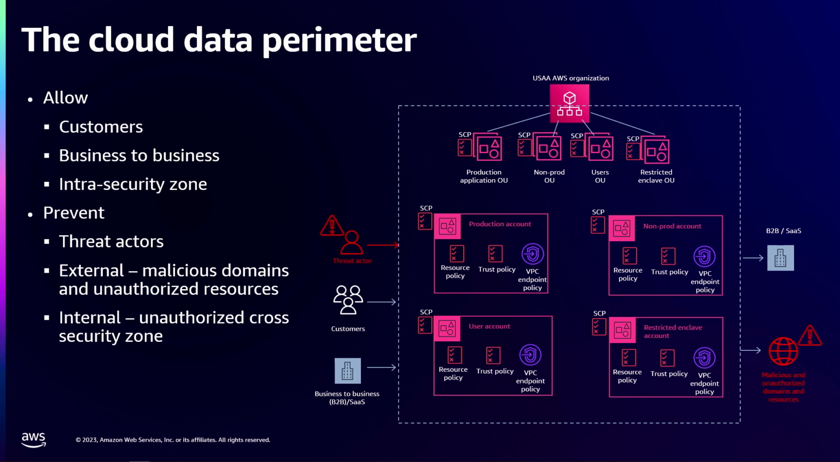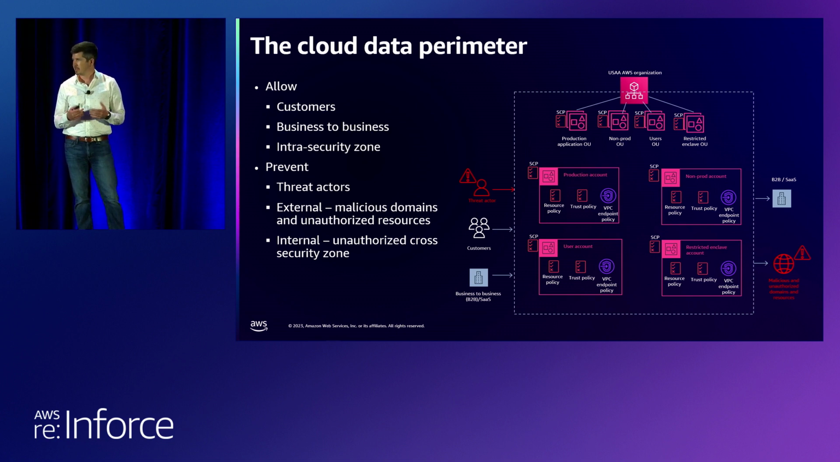But we want to take it one level lower and look at how do we create those same internal security zones. And that's where we implement organizational units, where we can use conditions like resource org path and principal org path that allow us to have organizational units and accounts for our production accounts, non-production accounts, accounts supporting user environments, as well as restricted enclave accounts. And by using AWS Organizations and those same condition keys, we can achieve those same levels of controls.